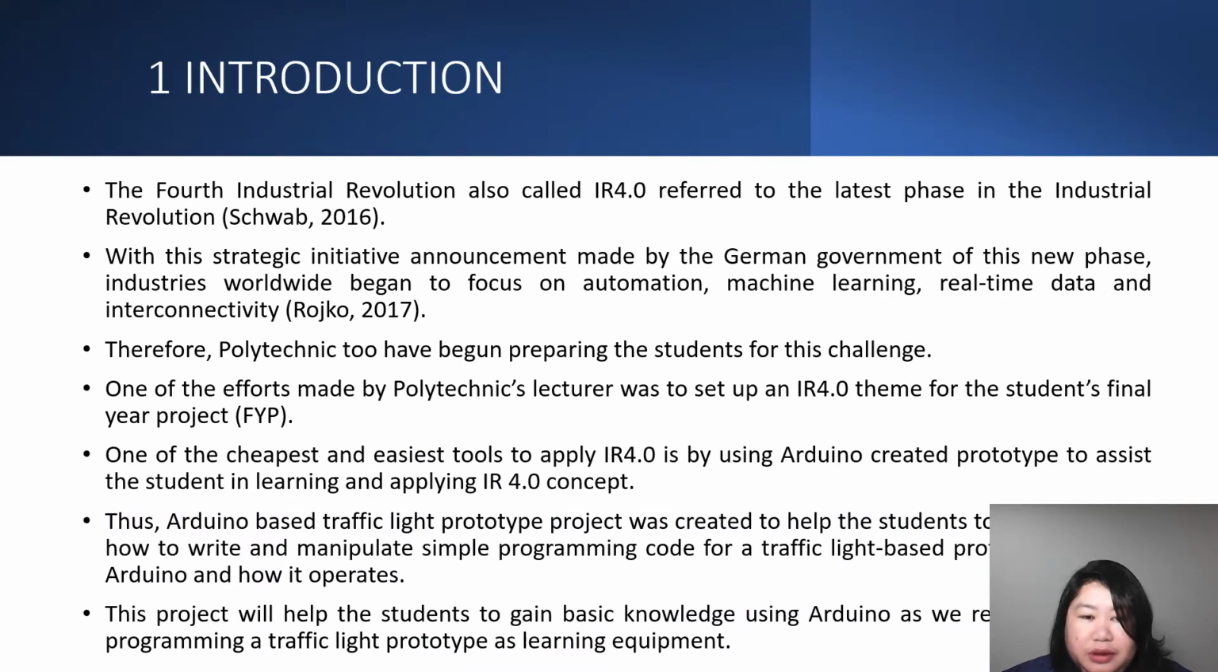As an introduction, what is IR 4.0? So the fourth industrial revolution, also called IR 4.0, refers to the latest phase in the industrial revolution, according to Schwab 2016. With the strategic initiative announcement made by the German government of this new phase, industries worldwide began to focus on automation, machine learning, real-time data, and interconnectivity by Rochko 2017.